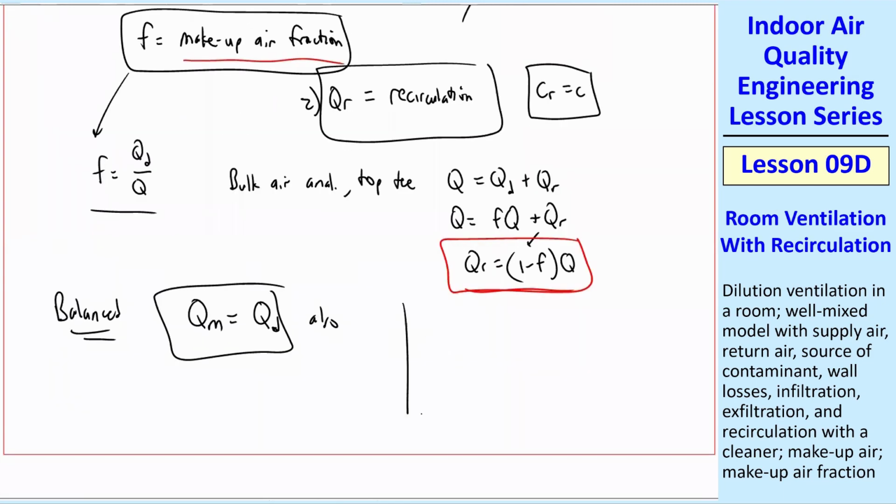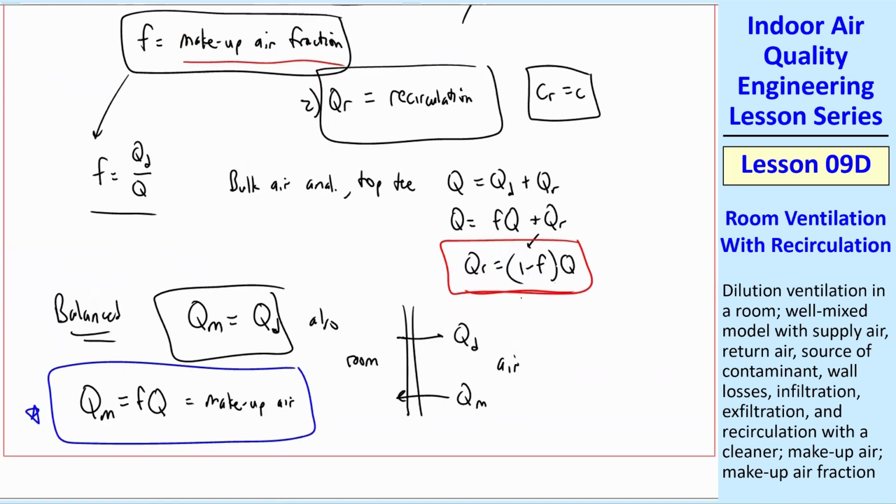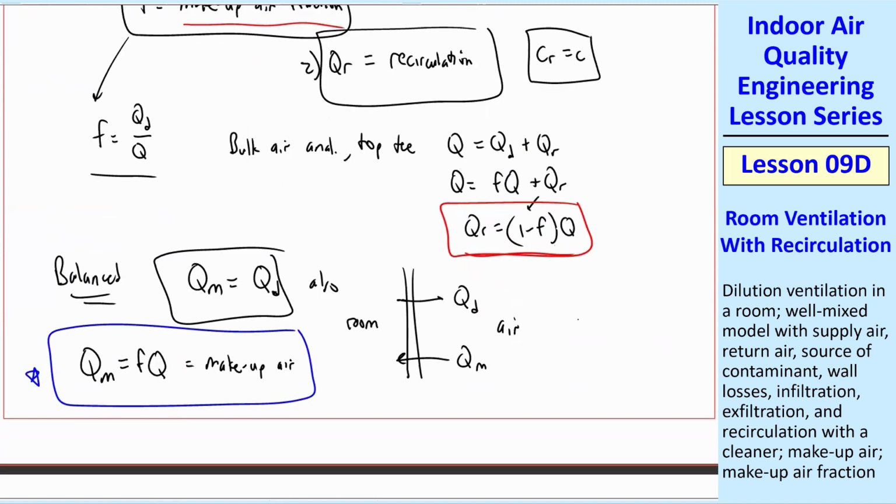Think of this as the wall of the building and you have some kind of an outlet, QD, and from the air's point of view, you have the same amount of makeup air coming in. So QM is also equal to FQ, and that's what we call the makeup air. In other words, we define F as the makeup air fraction because QM is F times Q.